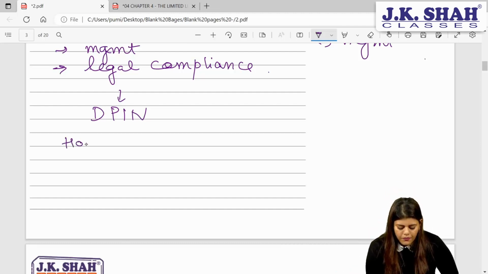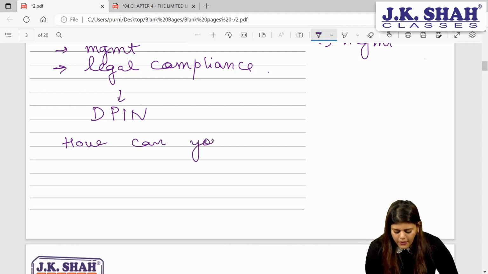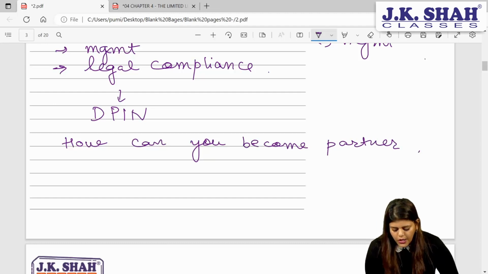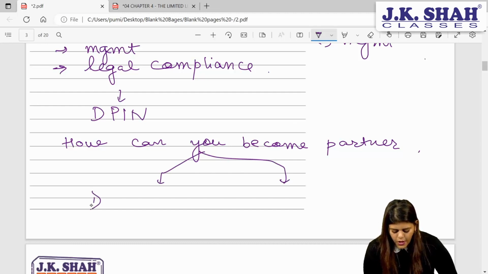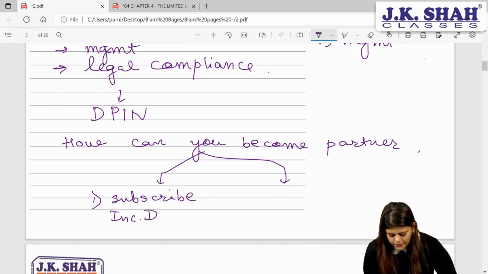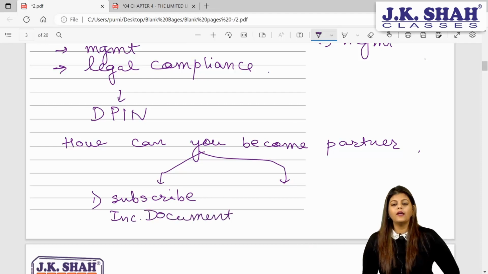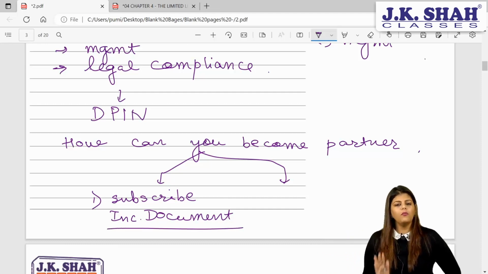Now, how can you become a partner in your LLP? So there are 2 ways. First, you can subscribe to the incorporation document. Just as in companies we had the memorandum of association, and I had told you subscribers of the memorandum are the first shareholders. But we cannot use the term shareholder because the company has not yet come into existence. Similarly, instead of memorandum, here you have the incorporation document. It is just like a memorandum, where it will be subscribed by the first partners of the LLP.